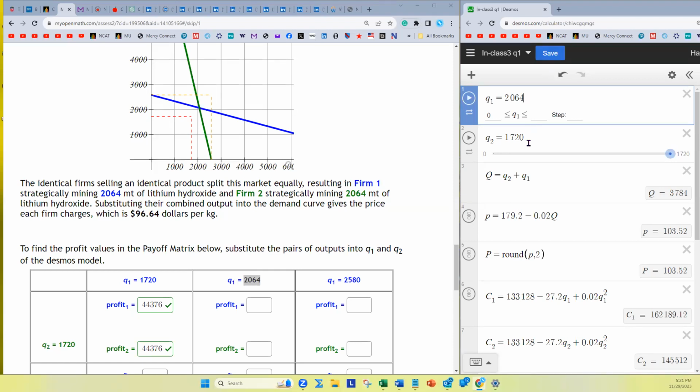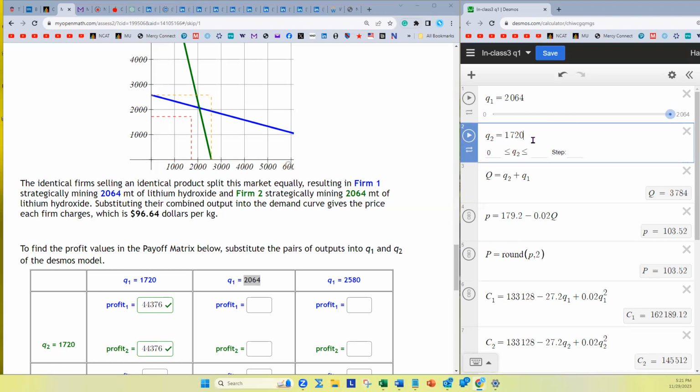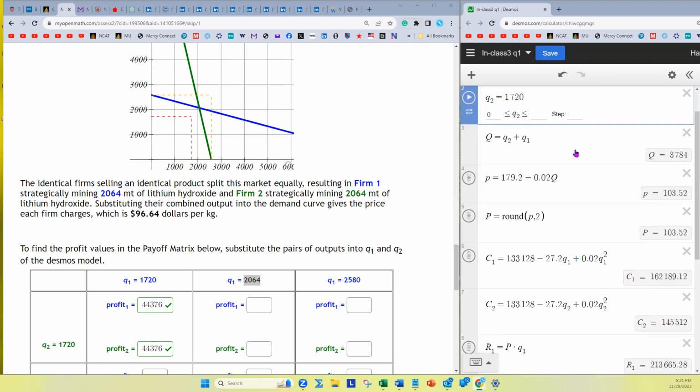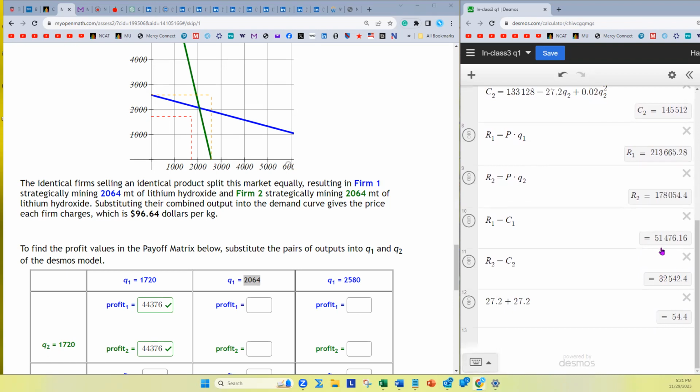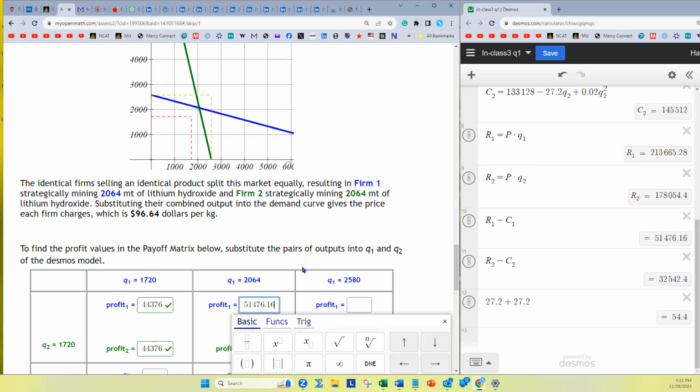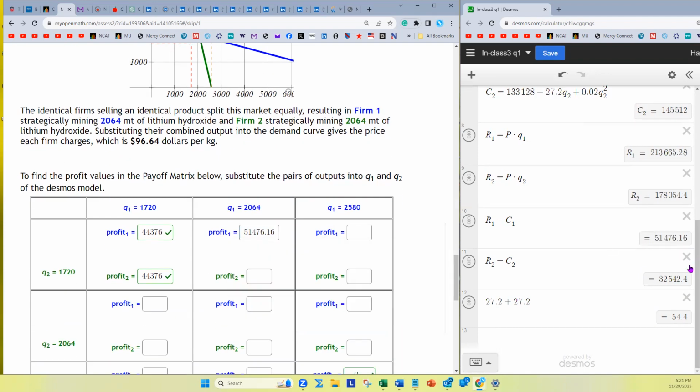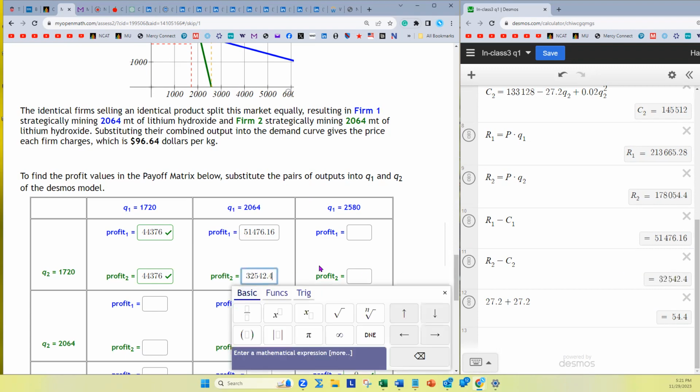Okay, so I have two different outputs now. We're holding firm two constant at the monopoly output, and we're letting firm one renege on its cartelling agreement. That results in a big profit for firm one: 51,176.16. Firm two got punished by this; its profit is only 32,542.40, so its profit went down.